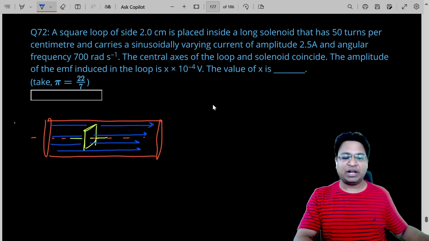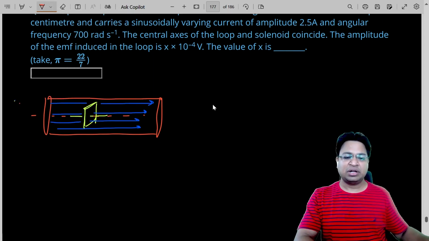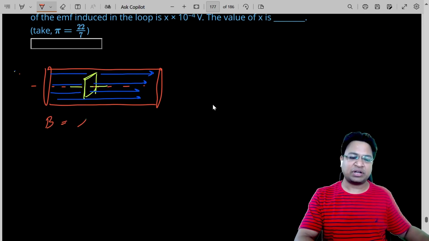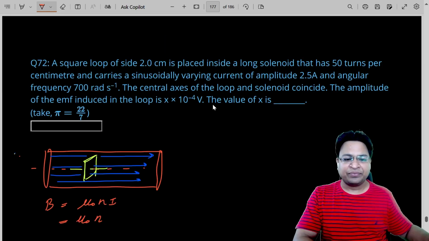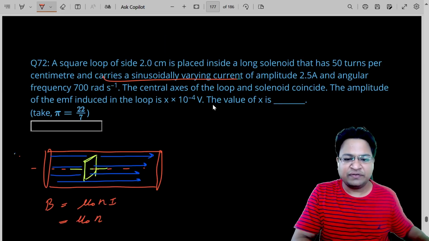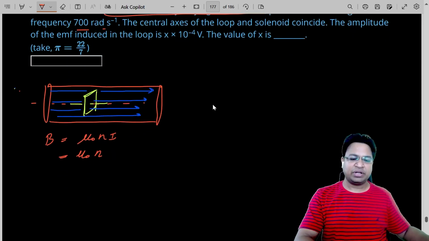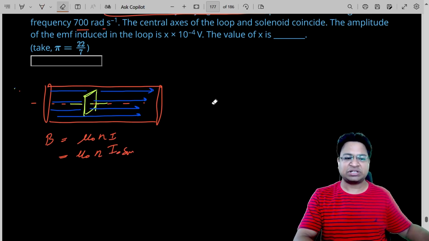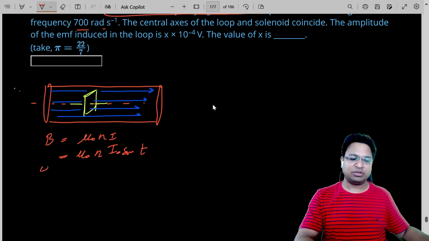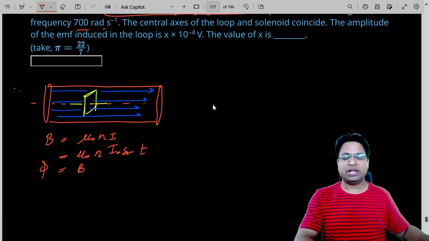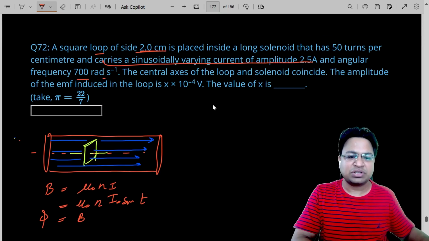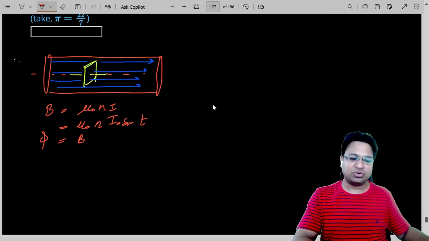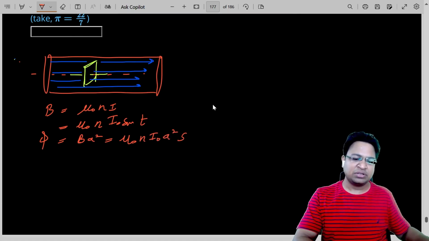So if I write the magnetic induction inside the solenoid in terms of the current, it would be mu naught N I. Now I is given as a sinusoidally varying current of amplitude and angular frequency, so we can write it as I naught sine omega t. I naught is given, omega is given. I'll substitute the values in the last step. So this is the magnetic field. Now, what about the flux? The flux would be given by B into the area of the square loop. The side of the square loop is given to us, let it be A. So A square. So B into A square means mu naught N I naught A square sine omega t.